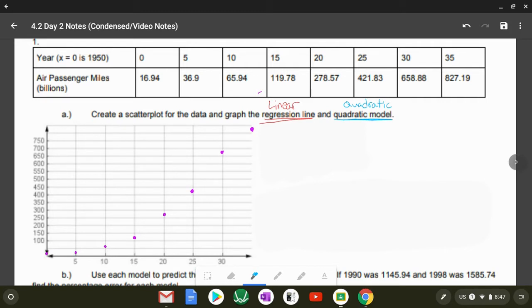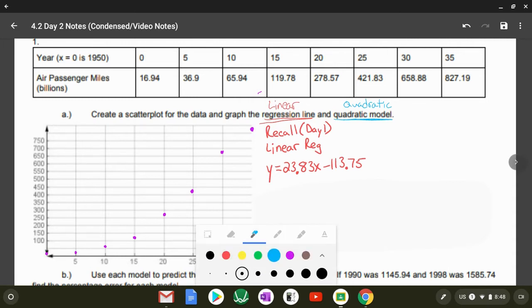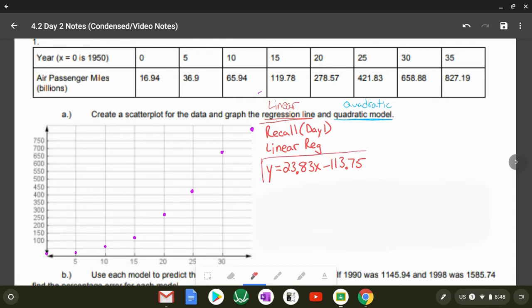Now, if you remember from yesterday, we showed you how to do it on the calculator. So I'm going to go ahead and just go through this. If you don't remember how to type them in on the calculator, go ahead and look back at day 1, enter those data points, go through that process, and then apply it here. But we get this equation right here. So this equation, y equals 23.83x minus 113.75. That's the linear regression that's best representing this data model.